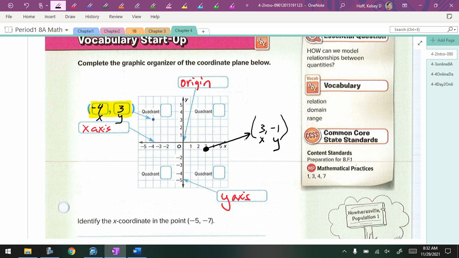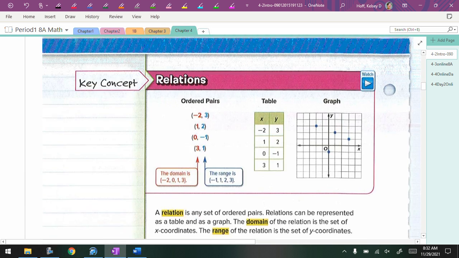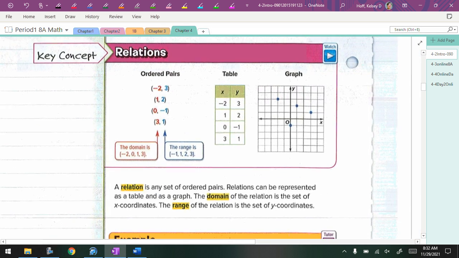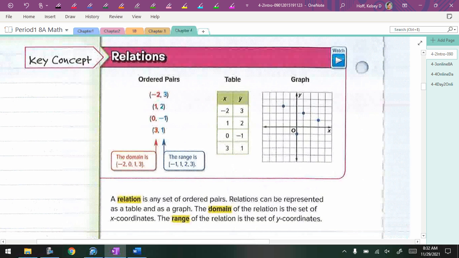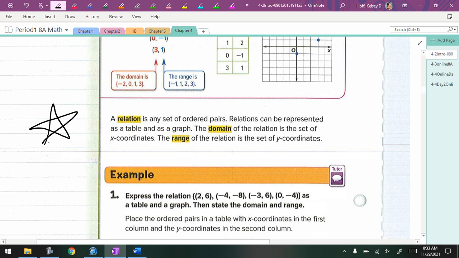So today we're going to deal with relations. Sometimes they're going to give us graphs, sometimes ordered pairs, sometimes tables. Flip the page. A relation is any set of ordered pairs. You can see them as a table, as a graph, or as ordered pairs. The main frame of today are these two words right here, domain and range. So put a star by this because this is the main frame of today.